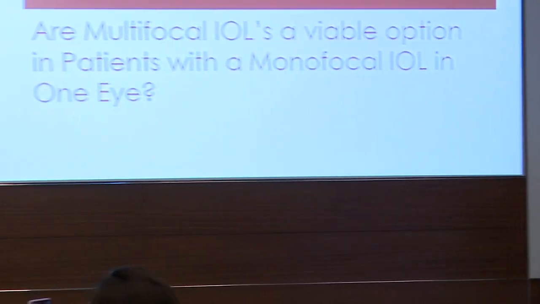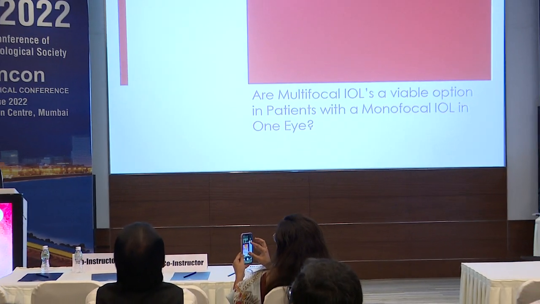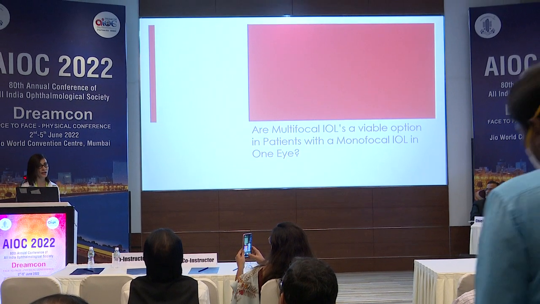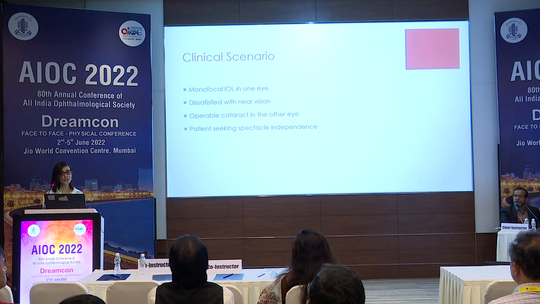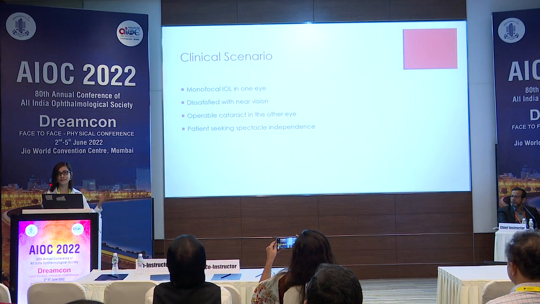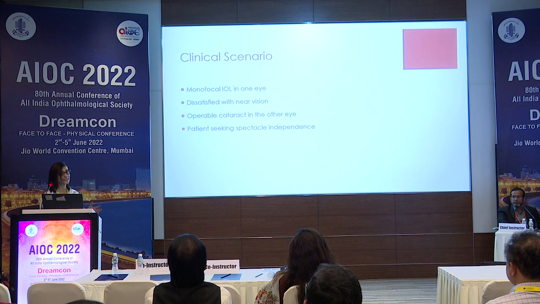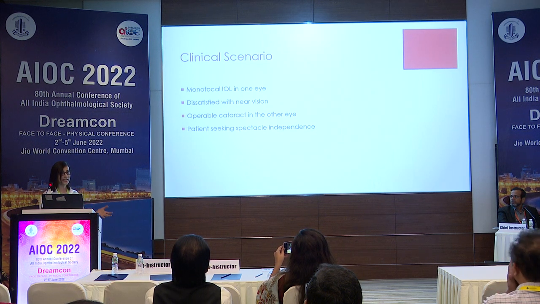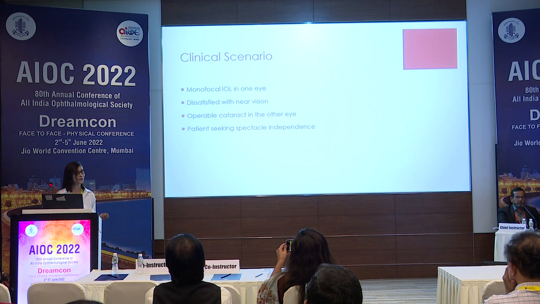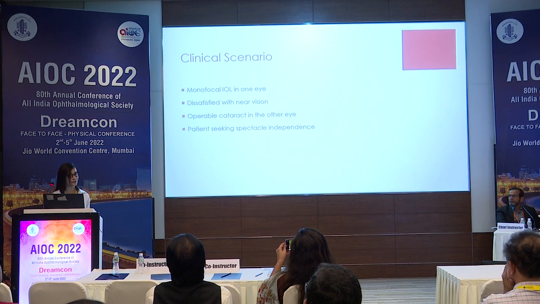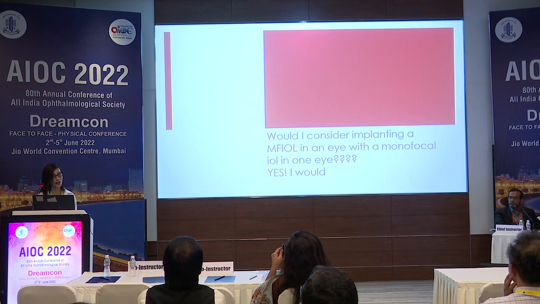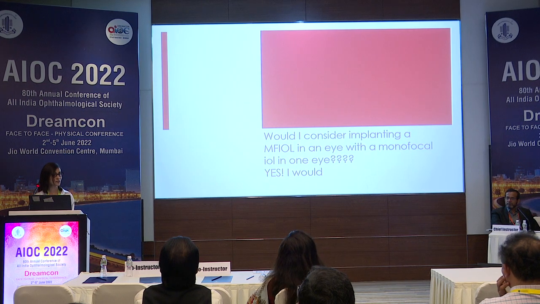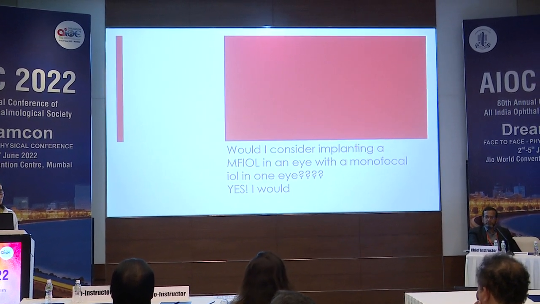So, are multifocal IOLs a viable option for a patient who's had a monofocal IOL implant in the first eye? Here's the scenario. The patient has had a monofocal IOL implant done a few months, maybe a few years ago. He's dissatisfied with his near vision. He has come to you with an operable cataract, and now he's saying, Doc, can you put an IOL in my other eye that will enable me to see better for near? So the question asked to me is, would I consider implanting a multifocal IOL in this second eye or not? And my answer is, yes, I would.